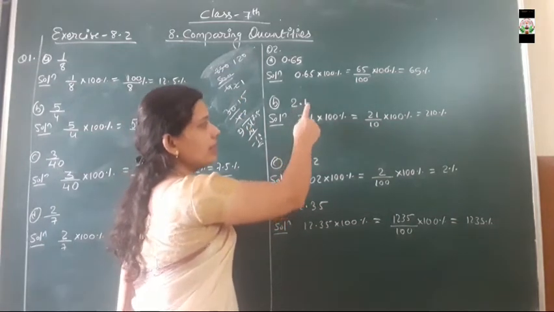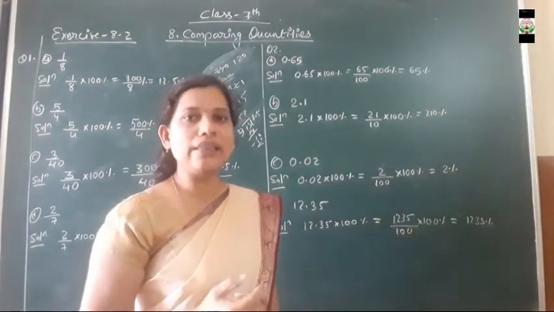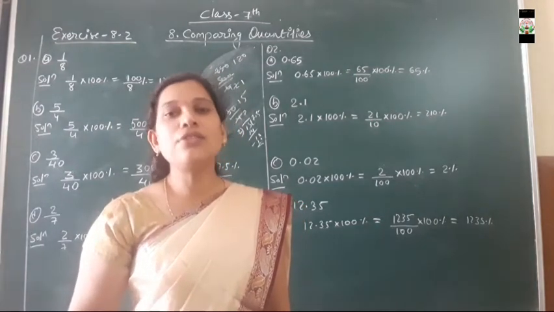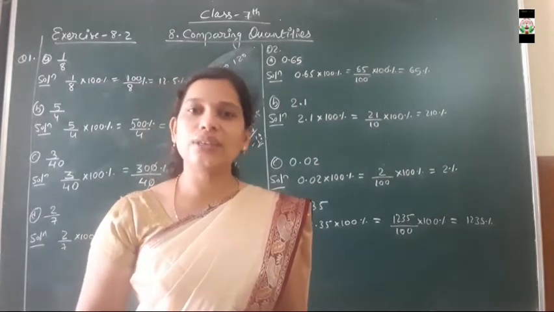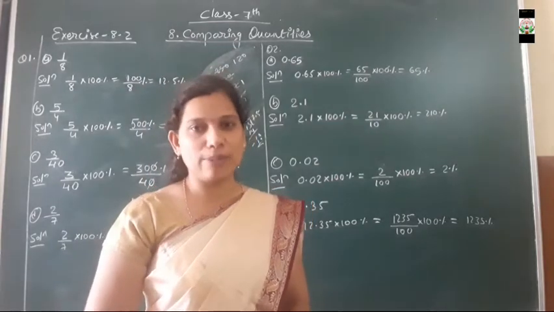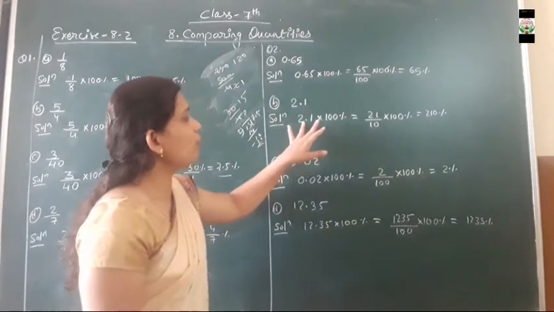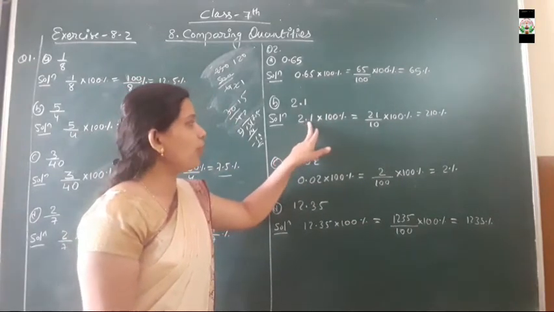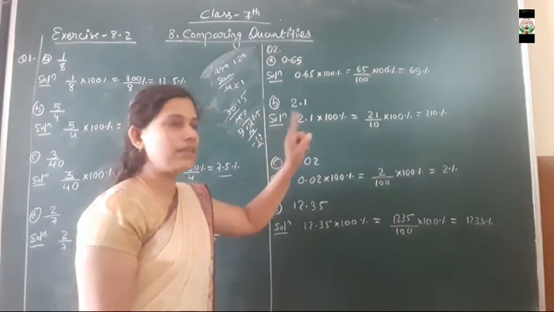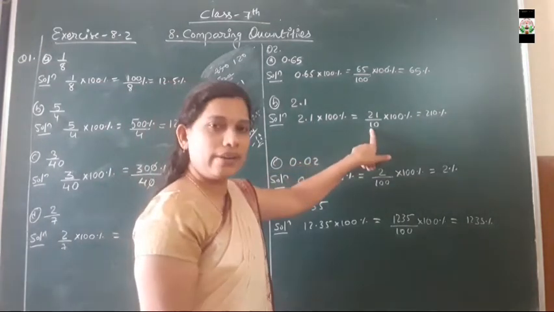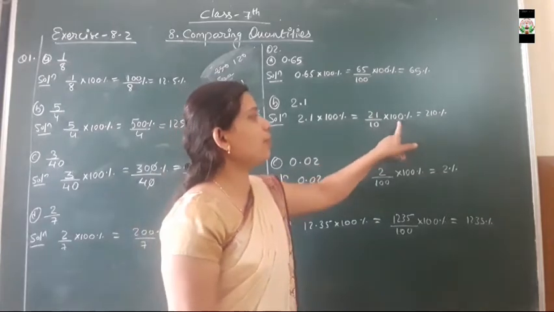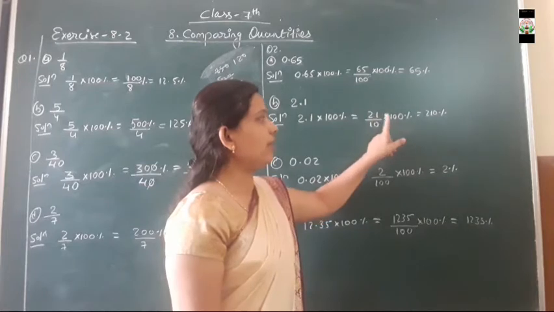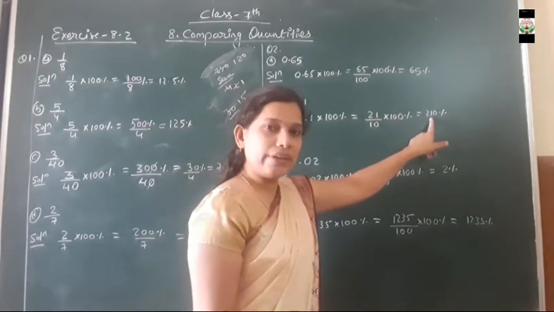Here 2.1 is there. That 2.1 is a decimal number, and we have to convert it into the form of a percent. In order to convert it into the form of percent, we are going to multiply by 100%, isn't it? So 2.1 into 100%, as this is a decimal number, after the decimal one number is there, so we can write it as 21 upon 10 into 100. So 0 from the numerator and denominator will get cancelled. What is the number left? 21 into 10 will become 210.